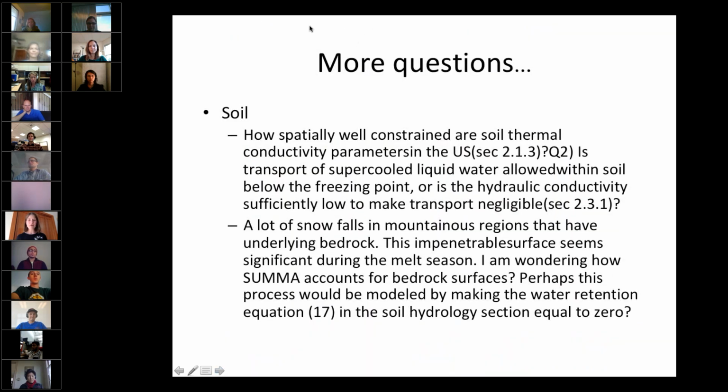All right. There also were a bunch about soil. Also, beyond the scope of this class, I would say that soil thermal conductivity parameters are not well constrained at all. I don't think supercooled liquid water will move. You can definitely have bedrock and just set it with 0 conductivity if you want, and it will make water just pool and go back up to the surface.